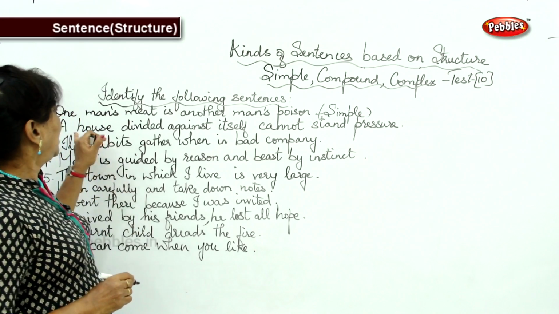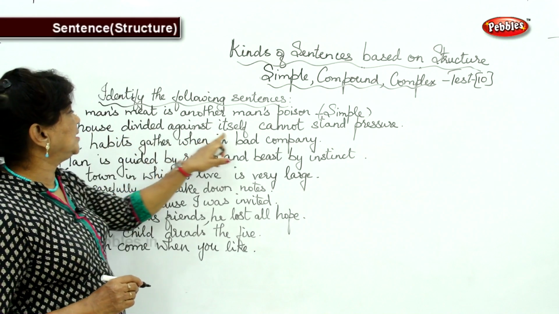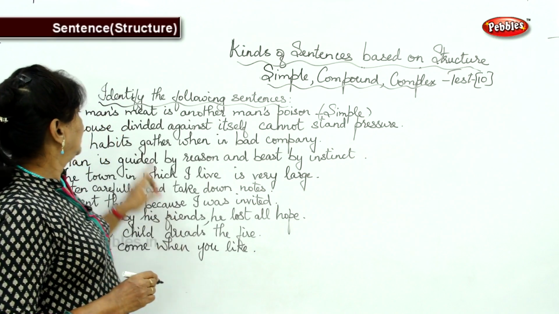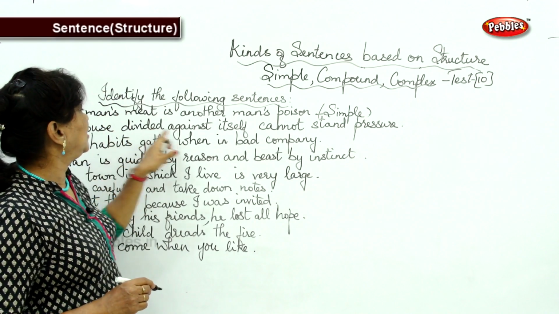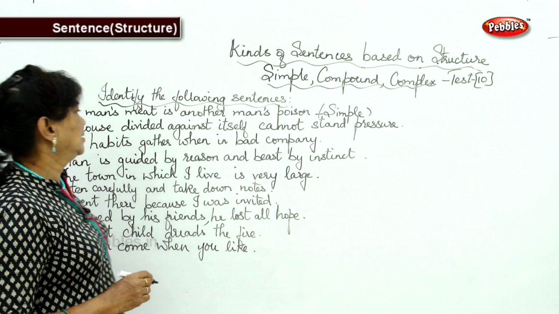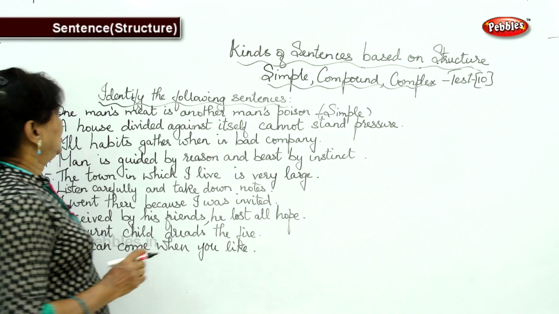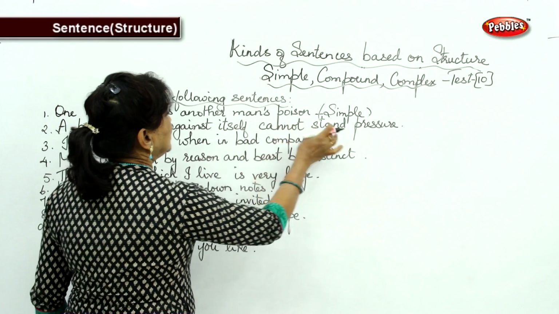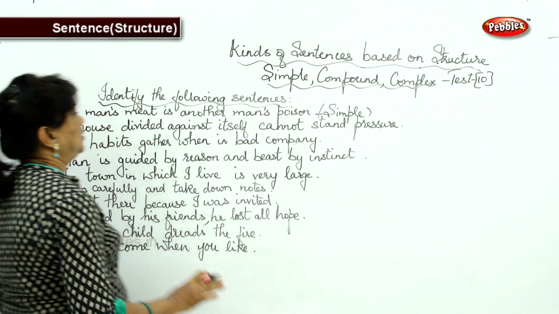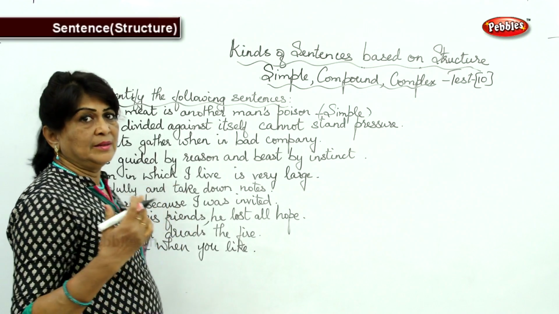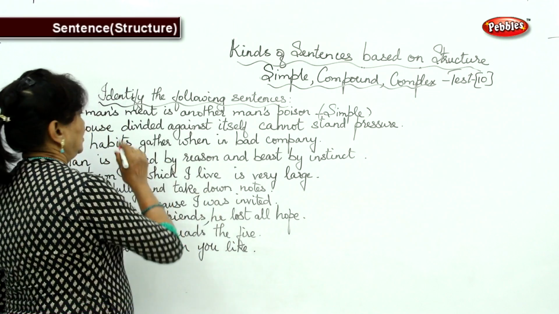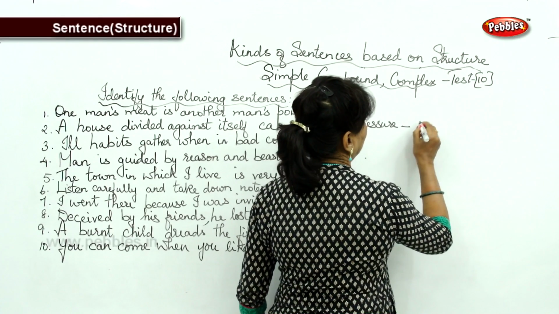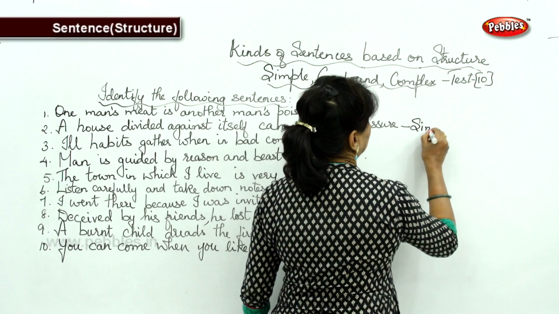Next one. A house divided against itself cannot stand. Now, cannot stand is the main verb. Divided here is a participle. So, it has only one single finite verb. So, again this is simple.